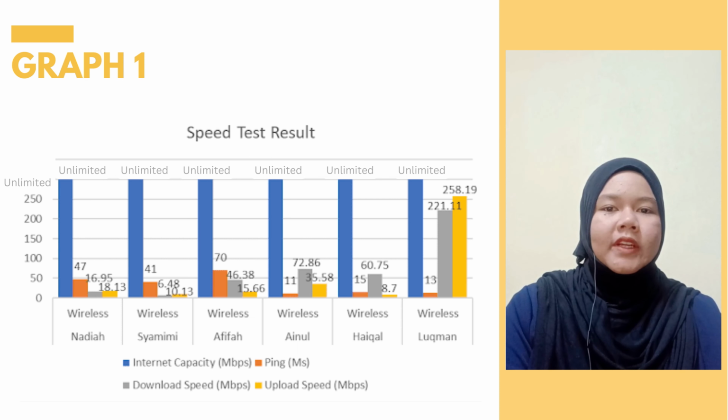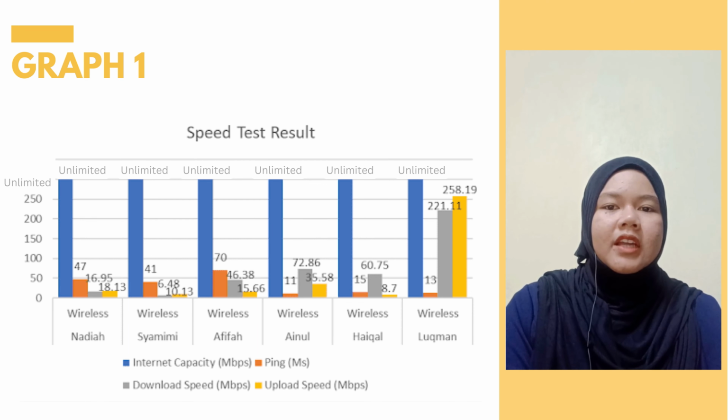For upload speed, Luqman has 258.19 Mbps, which is much higher compared to other members, while Haikal has the lowest upload speed rate at 8.7 Mbps. From the chart, we can conclude that Luqman has better network infrastructure and traffic than the others since his download and upload speeds are the highest.